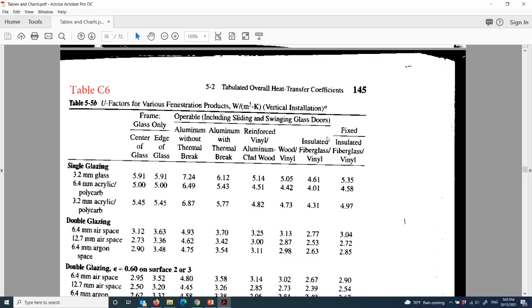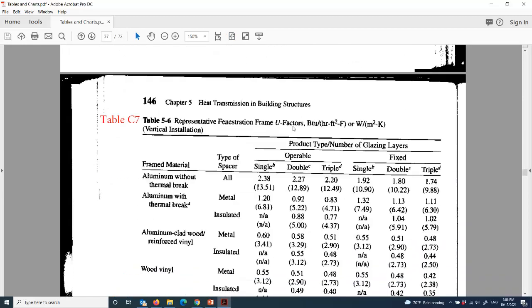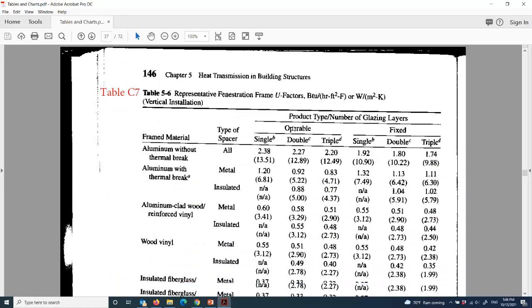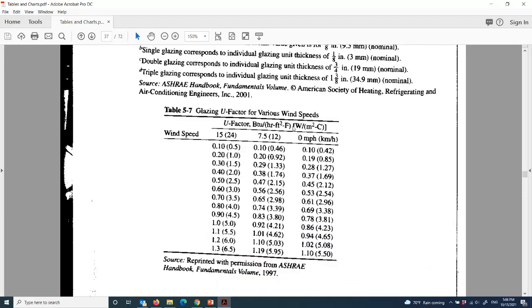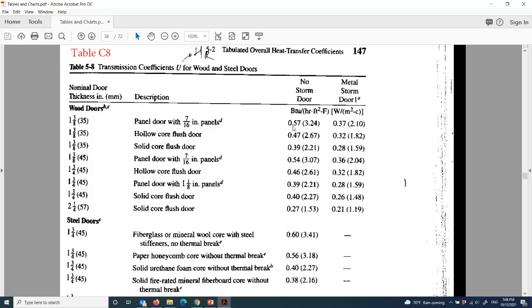This is in SI, watt per meter square Kelvin. So we'll keep going. And then I need something for doors and insulation. Insulation for basement. So for doors, again, it's table C8. Here's the door, if it's a wood or steel door.